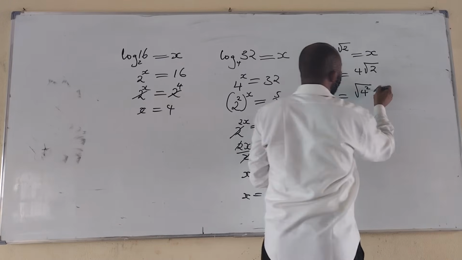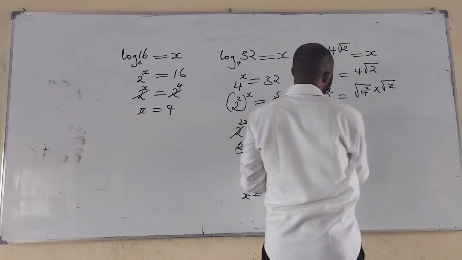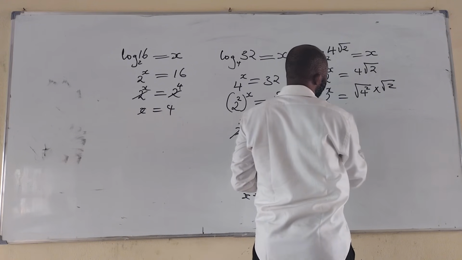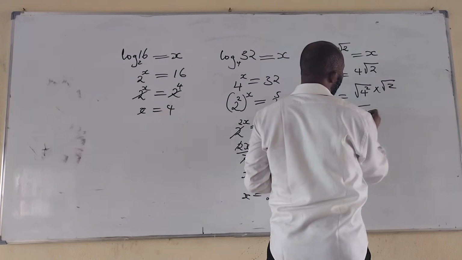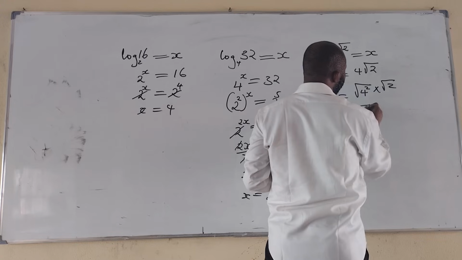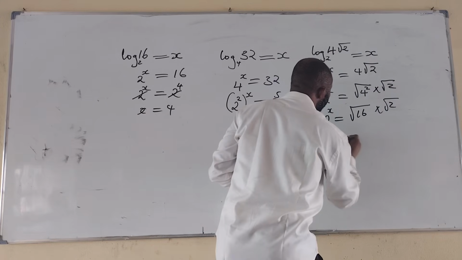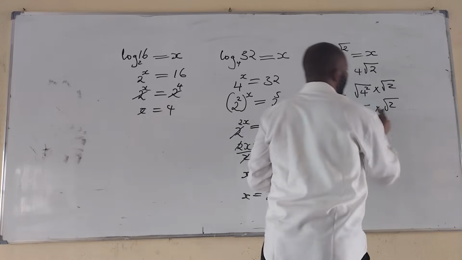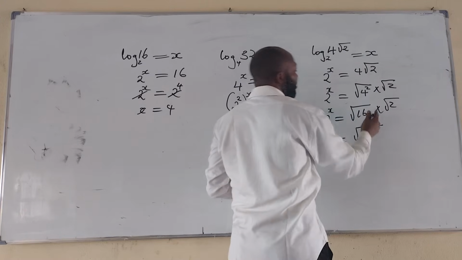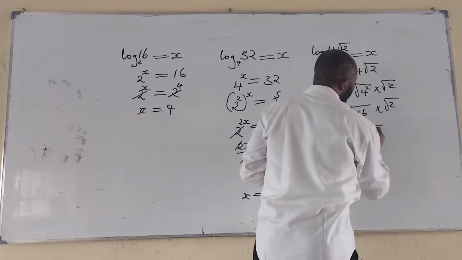I have root 2 here times my root 2. So here 2 raised to the power x is equal to the root of 4 squared, which is 16, times the root of 2. Now 2 raised to the power x is equal to the root of, according to the surd rule, I can multiply them, which is 16 times 2, which is 32.